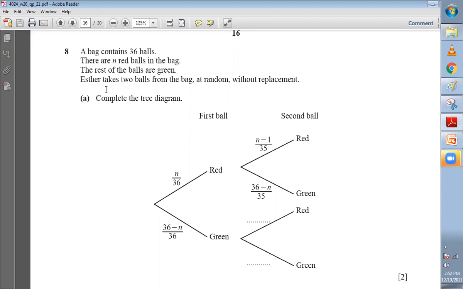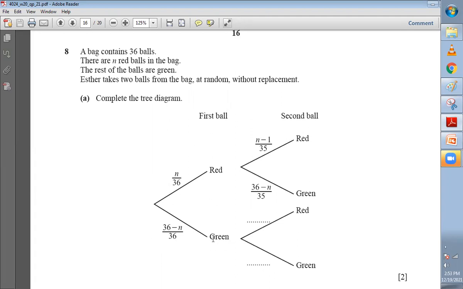Esther takes 2 balls from the bag at random without replacement. Complete the tree diagram. So she is taking 2 balls. At the first pick, it might be a red ball or it might be a green ball. For example, if the first one is red, then there are 2 options. The second ball can be red or it can be green. And if the first ball is green, then there are again 2 options for the second ball. Either it can be red or it can be green.